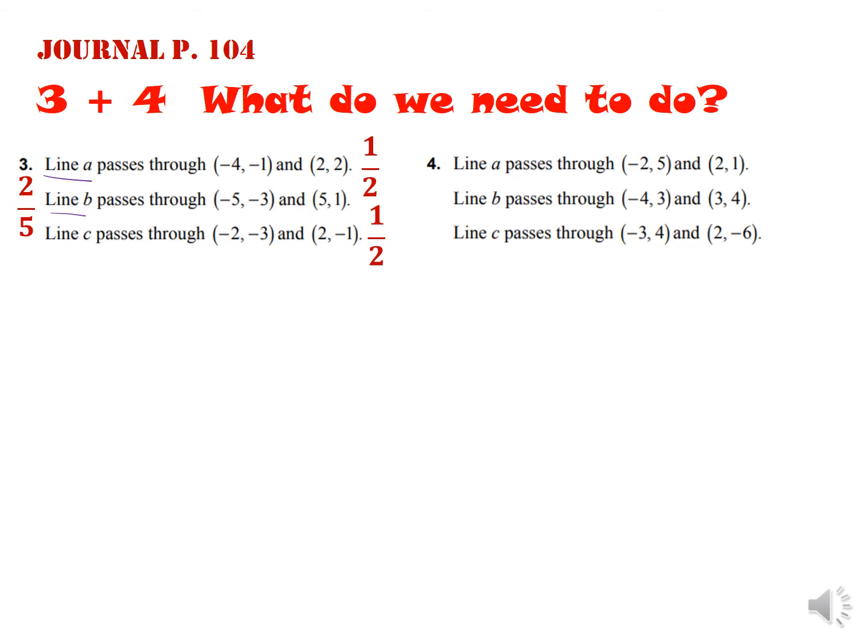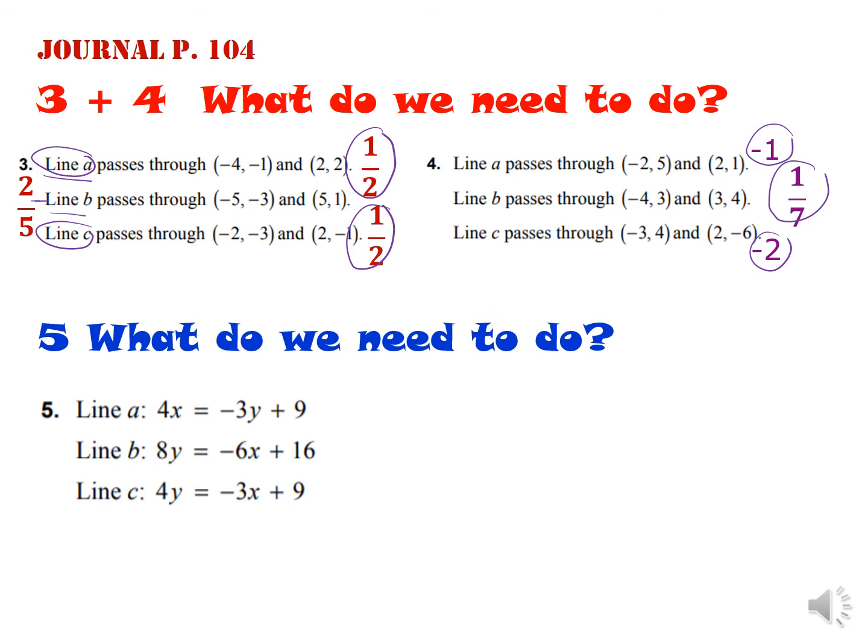This is the slope for B, and we can see that line A is parallel to line C because they have the same slope. And we can do the same for number 4. If you want to try it first, pause the video, and we can see that, whoa, none of them are parallel. You can always check your math again, but none of them are parallel.